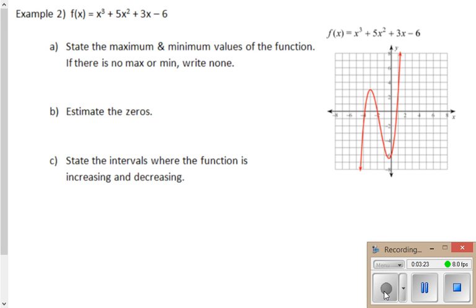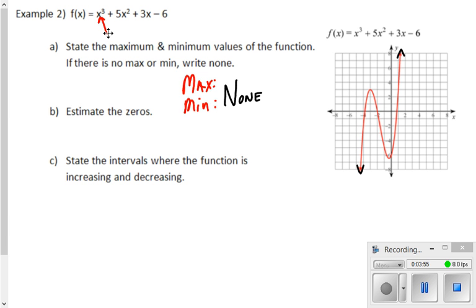Next graph we have is a cubic function. It's a cubic function because the highest power is x cubed, so it creates the graph of a cubic function. We need to state our maximum and our minimum. Remember, the highest point and the lowest point. Well, in a cubic function, this graph goes on forever down and up. So it doesn't have a highest point or a lowest point because it goes on forever. So we are going to state that the max and min are none.